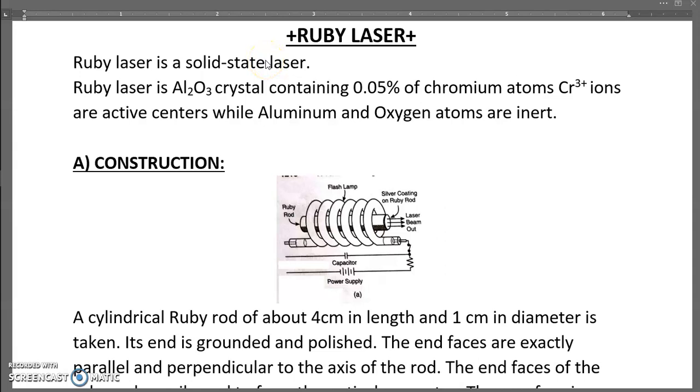A ruby laser is a solid-state laser. A ruby laser is an aluminum oxide crystal containing about 0.05% of chromium atoms, that is Cr3+ ions. The chromium 3+ ions are active centers, whereas aluminum and oxygen are inert atoms.